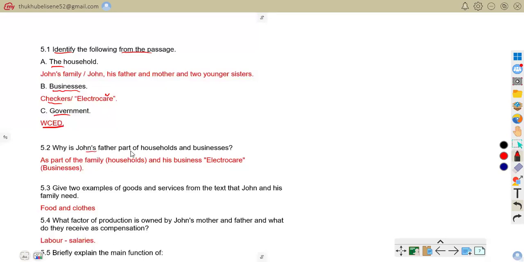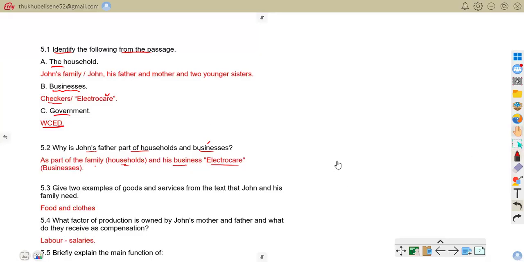So now let us come to, why is John's father part of households and business? As you can see, the answer says he is a part of the family household and his business, that is Electro Care business. So meaning to say, he works as a household and runs the business, that is producer now. Why is John's father part of household? He's a part of household because he works. And also business because now he is producing. Hope we are together on that.